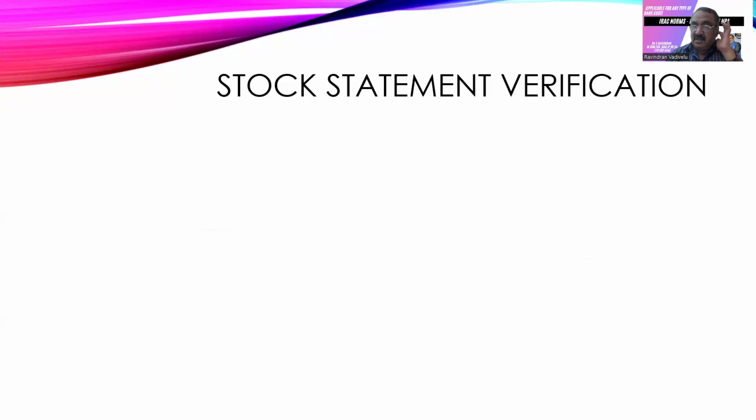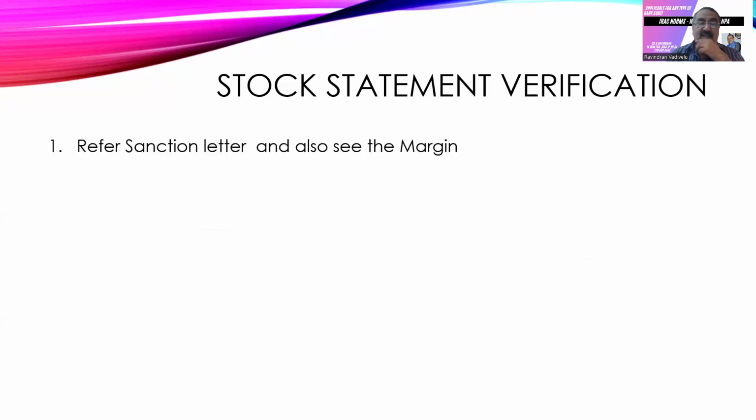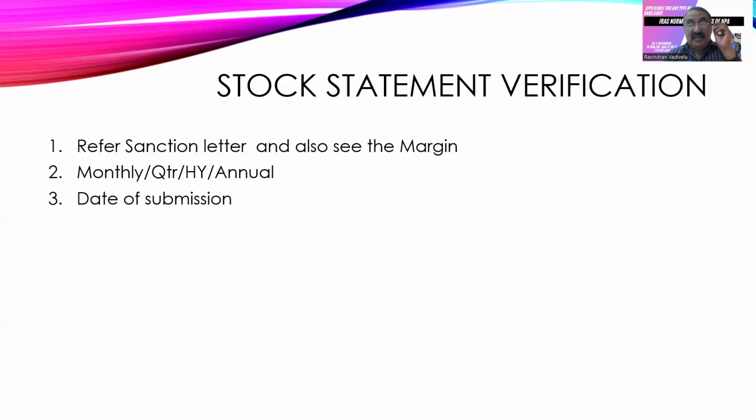Here, the concept is based on the drawing power; an account will become NPA on that basis. So you have to refer to the sanction letter with reference to the stock statement, which has to be submitted on a monthly, quarterly, half-yearly, or annual basis. Everything is clearly mentioned in the sanction letter, and you have to check the date of submission of the stock statement. The branch has to maintain the stock statement as well as the stock register.